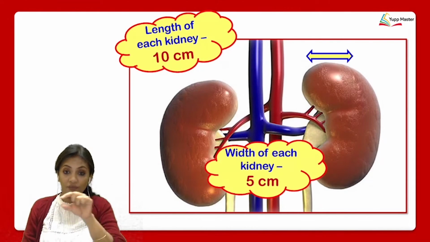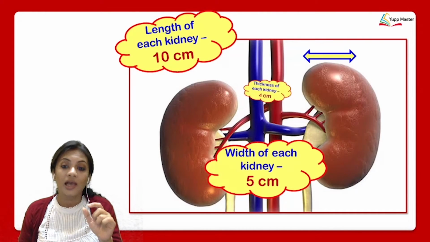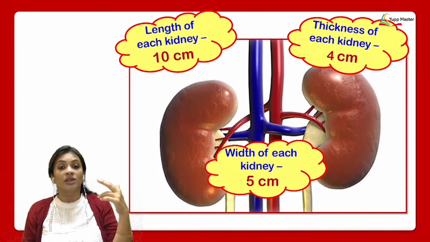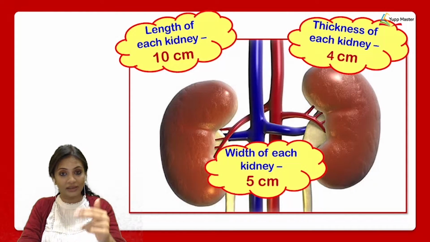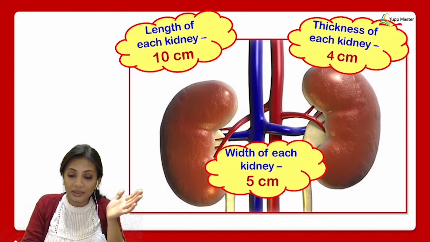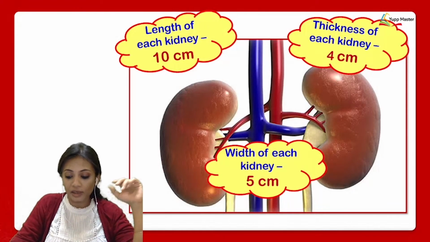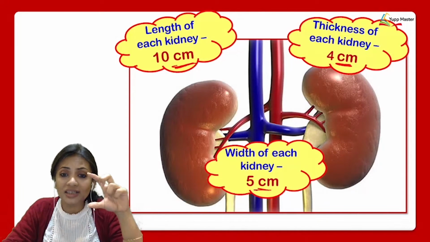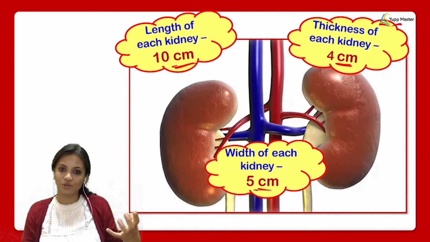Then we see the width of the kidney is 5 centimeters. And when you talk about the thickness of the kidney, it is 4 centimeters. So, talking in terms of length, width and thickness, the kidney is 10, 5 and 4. Remember, it is all in centimeters. So, basically when you see it, it is quite a small organ, not as large as you might imagine it to be.